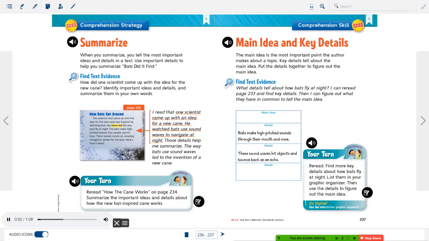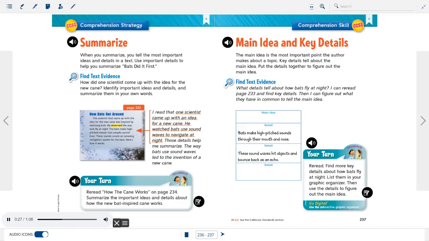Summarize. When you summarize, you tell the most important ideas and details in a text. Use important details to help you summarize. Bats did it first. Find text evidence. How did one scientist come up with the idea for the new cane? Identify important ideas and details and summarize them in your own words.